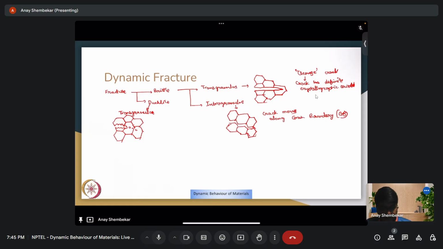So, in case of ductile materials, crack propagation requires more energy as plastic deformation needs to be overcome.